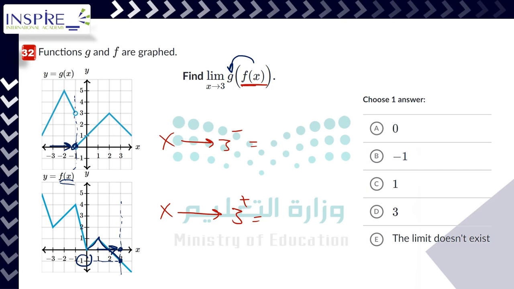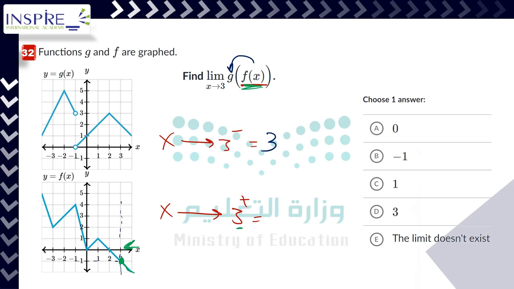Okay, so let's trace it from the negative side. It will be 3. I will do it again. Right now I will trace the function f as x approaches 3 from the right side. This is the function f. I'm getting close to the number 3 from the right side. It goes up and up and up. We found it to be -1.